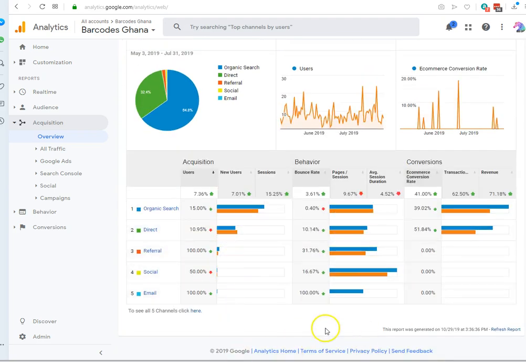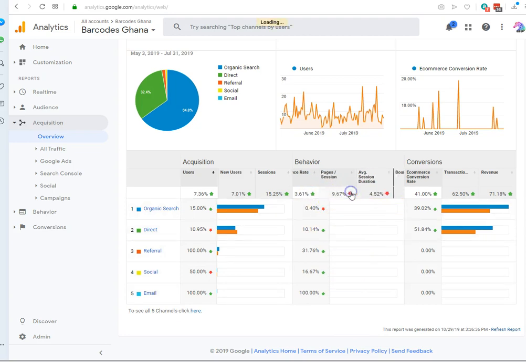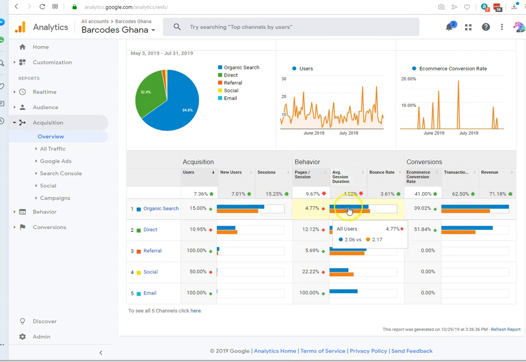Down here you can compare data. So the blue data is the current period in this case, and the orange data is the previous period. So organic search has gone up by 15%. Ghana has. Direct has gone down slightly. Overall, very similar behavior in terms of bounce rate or pages per session or session duration. Okay, those are all available there.